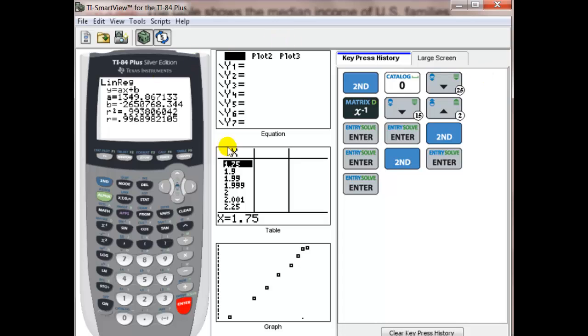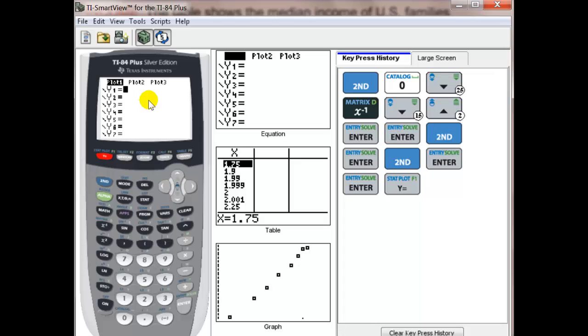So go to y equals. Notice how up here plot 1 is highlighted. The easy way to turn on and off your plots is to arrow up and turn off and on the plot. Okay, I need to basically write that whole equation into y1.